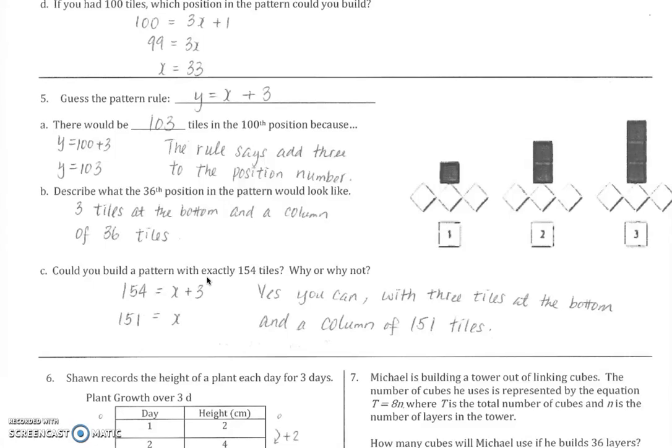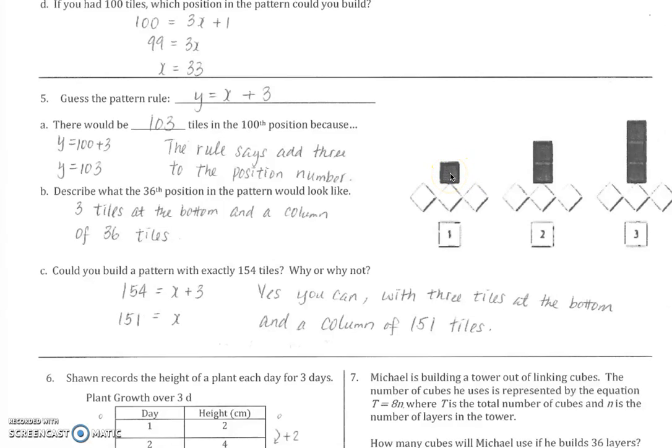Number 5. Guess the pattern rule again. So here is a picture for positions 1, 2, and 3. Which tiles are always there, and which part of the pattern is increasing, and by how much? There are 3 tiles that are always at the bottom, so we know that's the adding part in the pattern rule. And then look at the dark tiles.